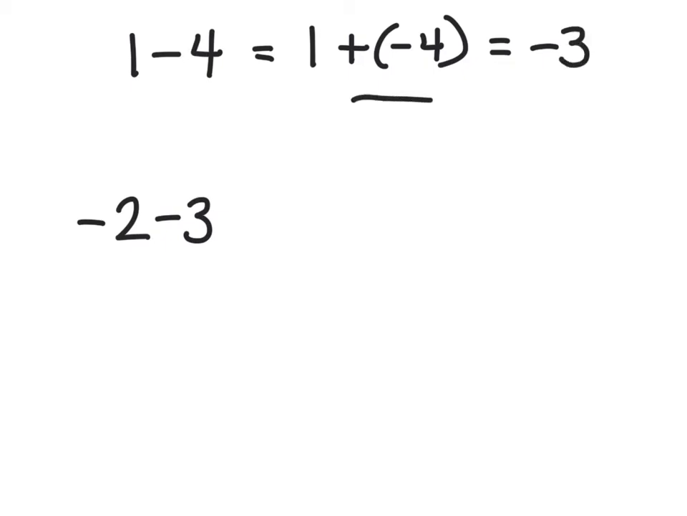And if you use the number line, that's fine. You start with 0, you go 1 to the right, that puts you at 1, and then you go backwards 4, that puts you at negative 3.